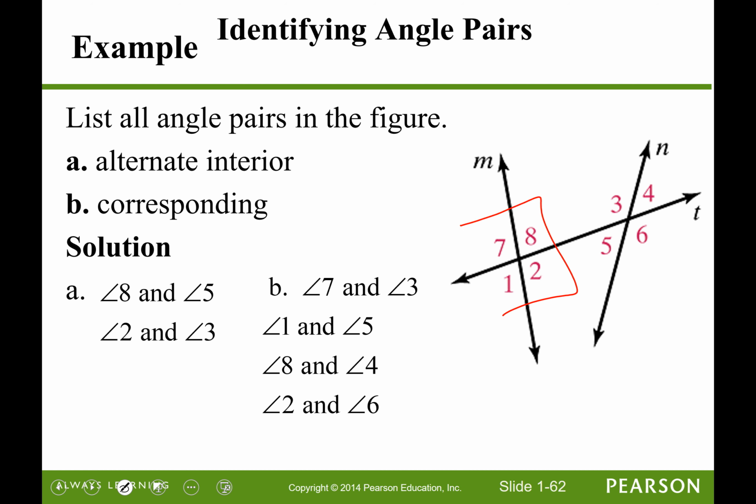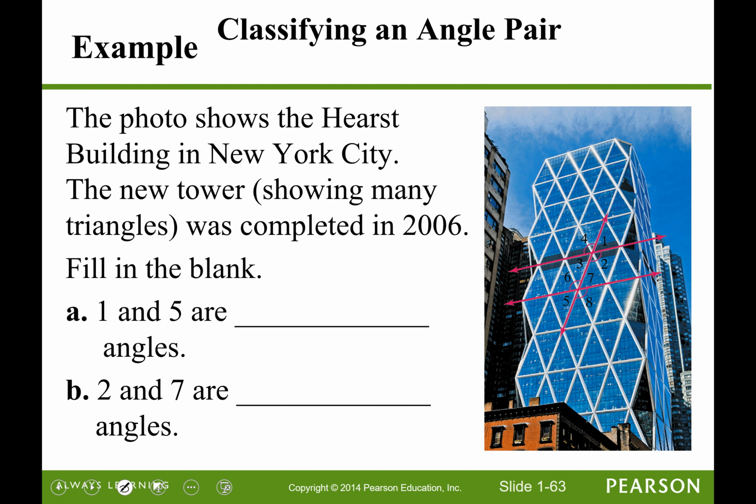Corresponding, here's one of your street lights. Here's another one. Which ones are in the same positions? 7 and 3, 8 and 4, 6 and 2, 1 and 5. That makes them corresponding angle pairs. Okay, that's identifying angle pairs.